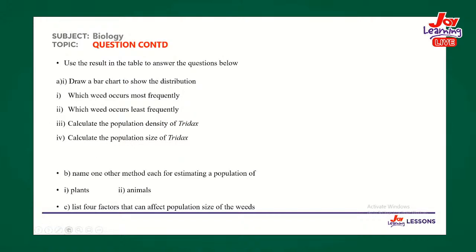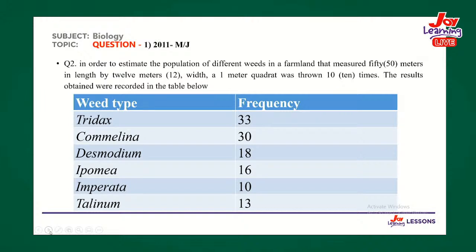This is a Tridax question that came around 2009 or 10 thereabout, where they gave the student something drawn as a bar chart. It's not the bar chart I'm so interested in. I'm interested in how to calculate the population density and the population size. So they gave the student this data, and this is the frequency. Frequency means when you use a quadrat and you throw the quadrat around, each time you throw, how many grasses or specimens did you count? That's what they were asking.